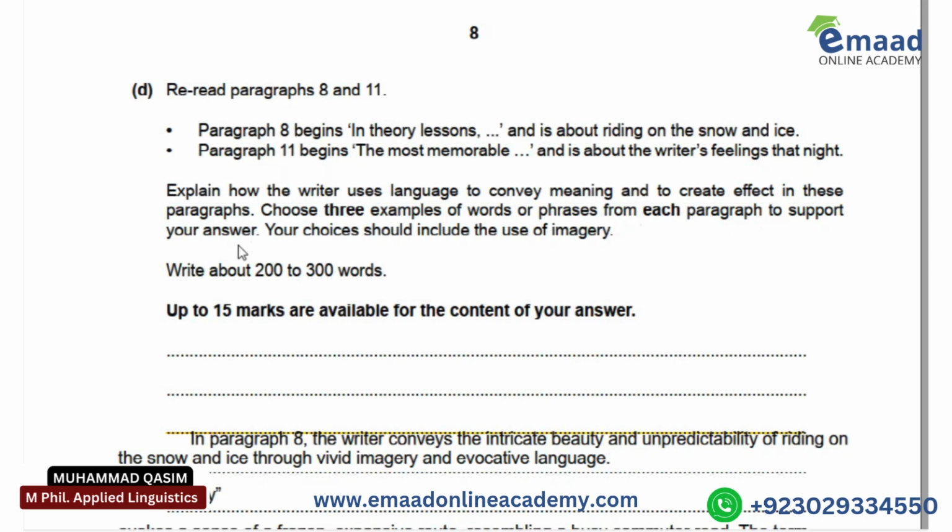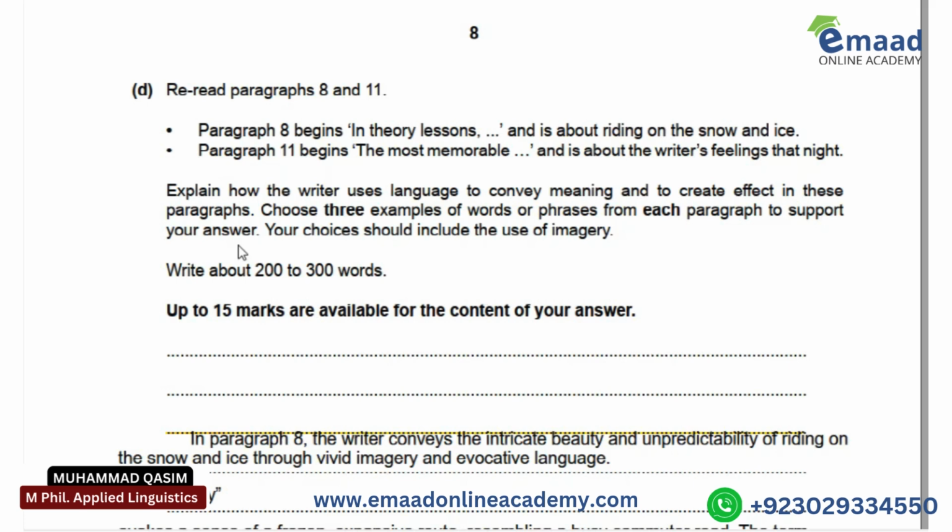So you have to write about 200 to 300 words, and there are 15 marks available for the content of your answer, not for the quality of language. But make sure that your spelling, punctuation, and grammar mistakes do not impede the understanding. They should be understandable. They should not change the answer.